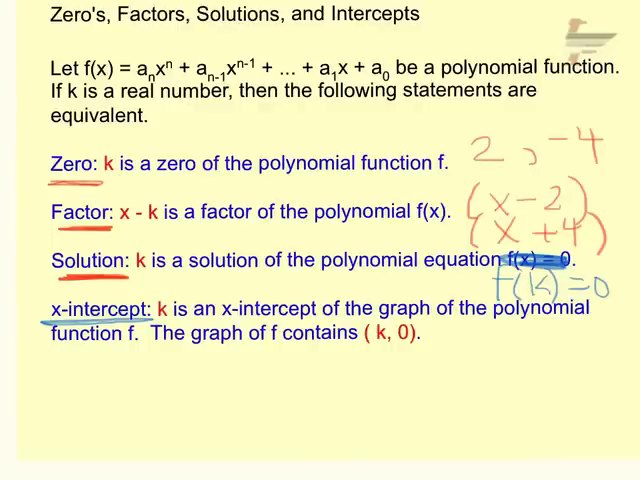So have these words down, because problems are going to say, given a 0, or if you know a factor, or if this is a solution, and you have to make sure you understand what those words are.